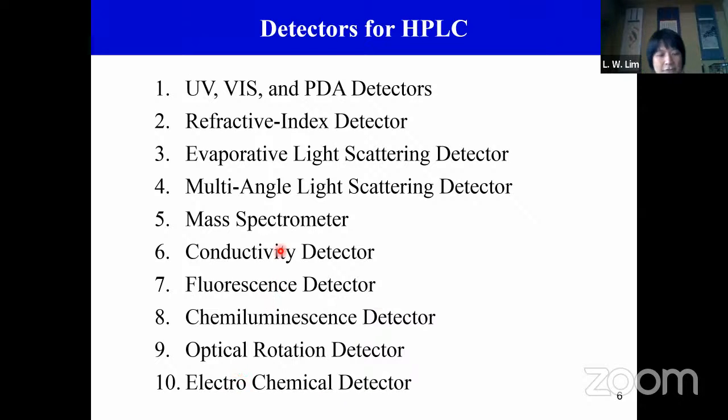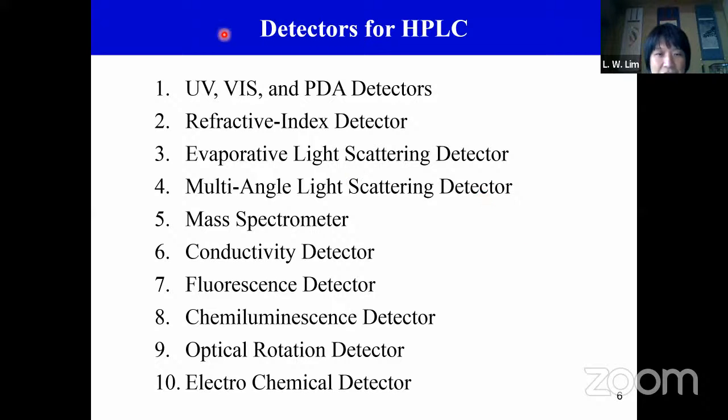Depending on your samples, you have to choose the different detector. Anyway, last time you were given the textbook by Gary Christian. In the second part, the instrumental part, Gary also explains a lot of detectors in HPLC. Maybe you can read it in detail.